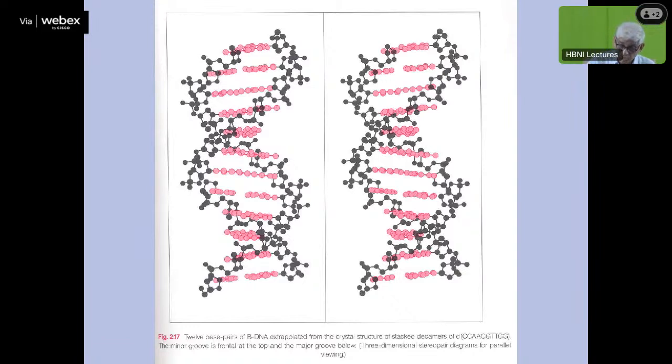Now, the number of units going from one end to the other, that is one complete turn of the DNA, is different in the two cases, in the case of B-DNA and A-DNA. Those are all the parameters one has to list and understand. Here is a physical picture, the appearance of the two DNA structures, A-DNA and B-DNA.